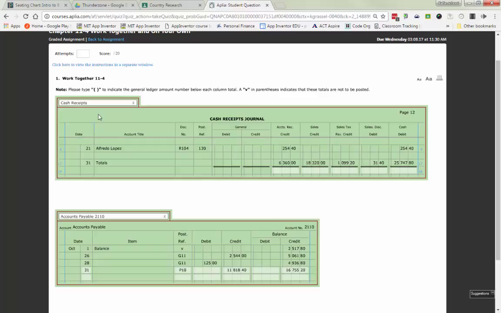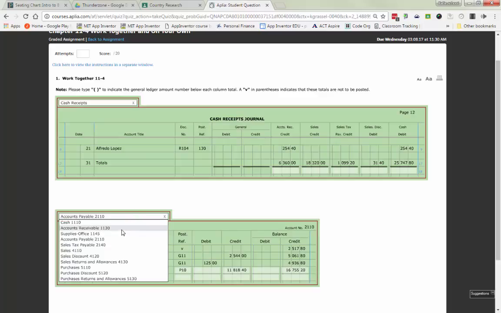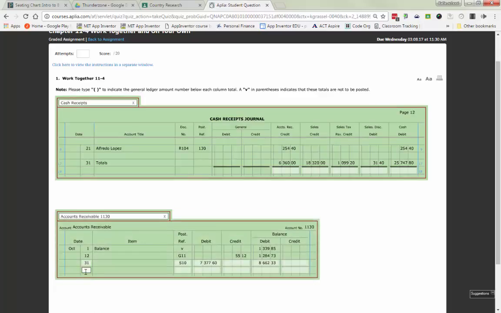Okay? And we always post our cash receipts journal before our cash payments journal, because otherwise it could make it look like the amount of cash that we have is going to be negative when it won't be, if we post cash payments first before we post our cash receipts journal. Source document for post reference is going to be CP, cash payments 12, and CR 12.